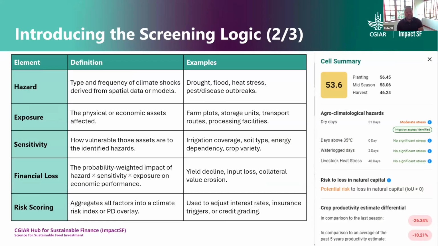So this is just a quick recap of what we've done for the past 2 or 3 sessions: we would identify the hazard. In this case, we're talking about drought or floods or heat stress. We'll identify the exposure in terms of what is happening there. Remember, go back to the node effect.